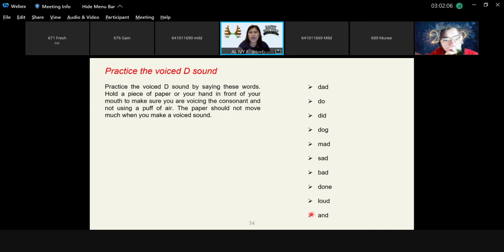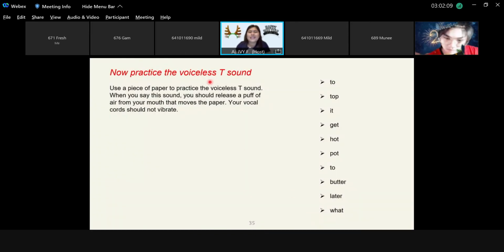Okay. Now, let's have the voiceless T sound. Use a piece of paper to practice the voiceless T sound. When you say this sound, you should release a puff of air from your mouth that moves the paper. Your vocal cords should not vibrate. The words: to, top, it, get, hot, pot, butter, later, and what. Okay, so it should have the puffing sound.